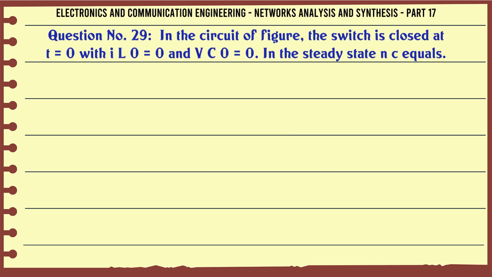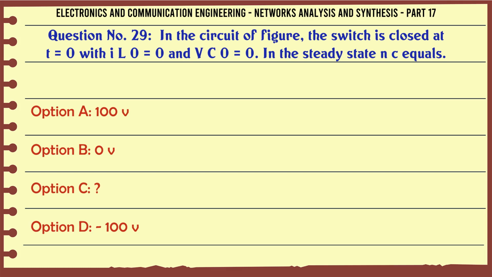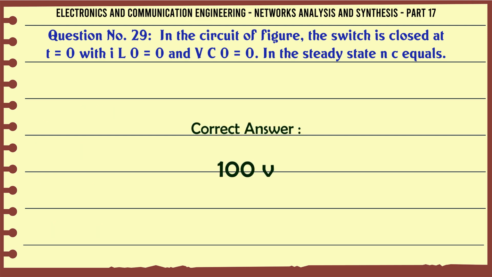In the circuit of the figure, the switch is closed at t = 0 with IL(0) = 0 and VC(0) = 0. In the steady state, VC equals A. 100 V, B. 0 V, C. D. 100 V. The correct answer is 100 V.